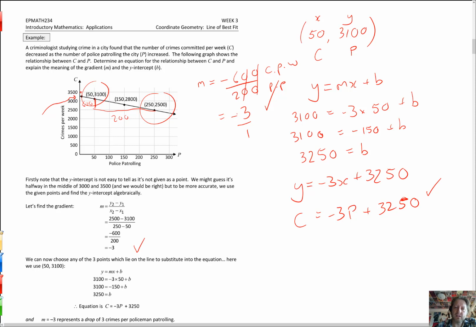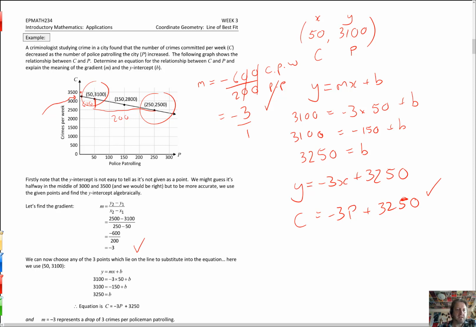In other words, there's a drop of 3 crimes per week for every single policeman patrolling. There's the answer. We dropped 3 crimes per week, minus 3. There were 3 less crimes per week for every policeman added to patrol. There's our applied meaning. So there's the gradient.